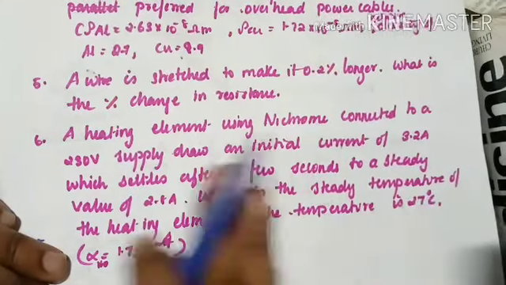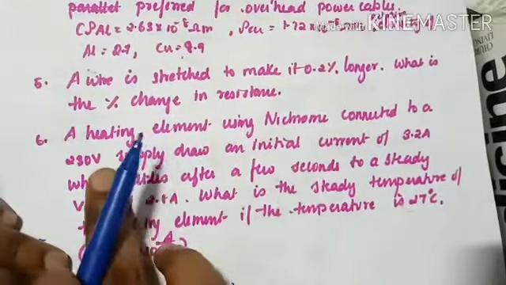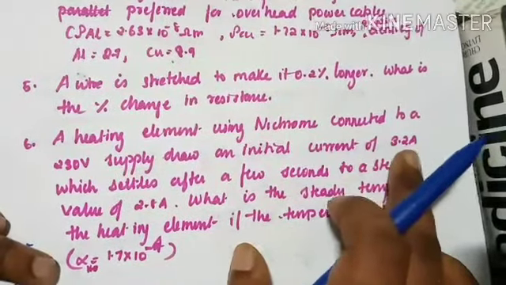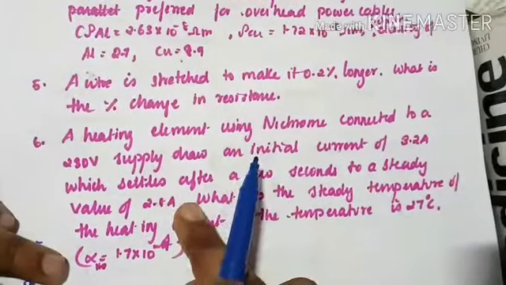See, the question is, you have a wire made of nichrome, connected to a 230 volt supply, and initially it is drawing 3.2 ampere. Now after a few seconds the current in the wire decreases to 2.8 ampere, right?